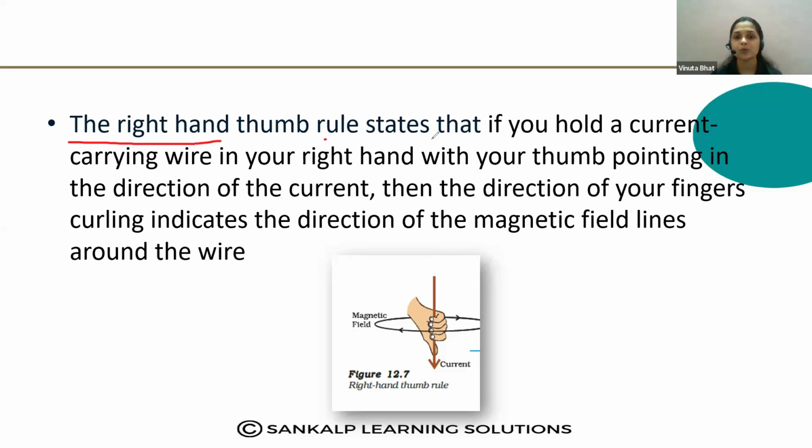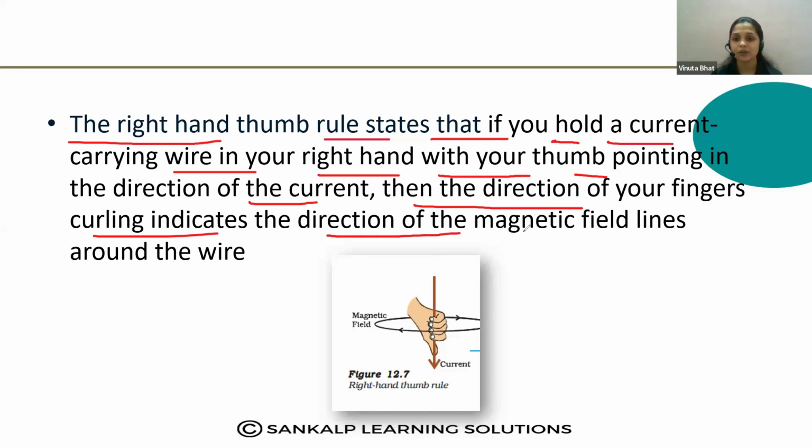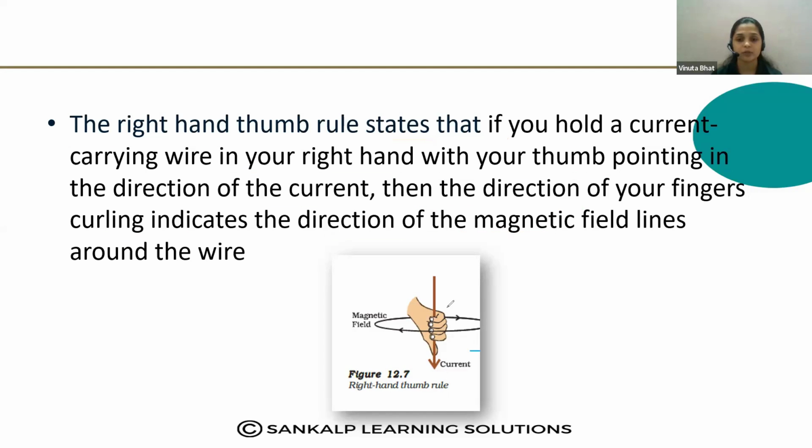The right hand thumb rule states that if you hold a current carrying wire in your right hand with your thumb pointing in the direction of the current, then the direction of your fingers curling indicates the direction of the magnetic field lines around the wire, and the thumb indicates the direction of the current. This is the right hand thumb rule. So this can be asked as a 2 mark question. So look at the diagram, that will be helpful to write the right hand thumb rule.